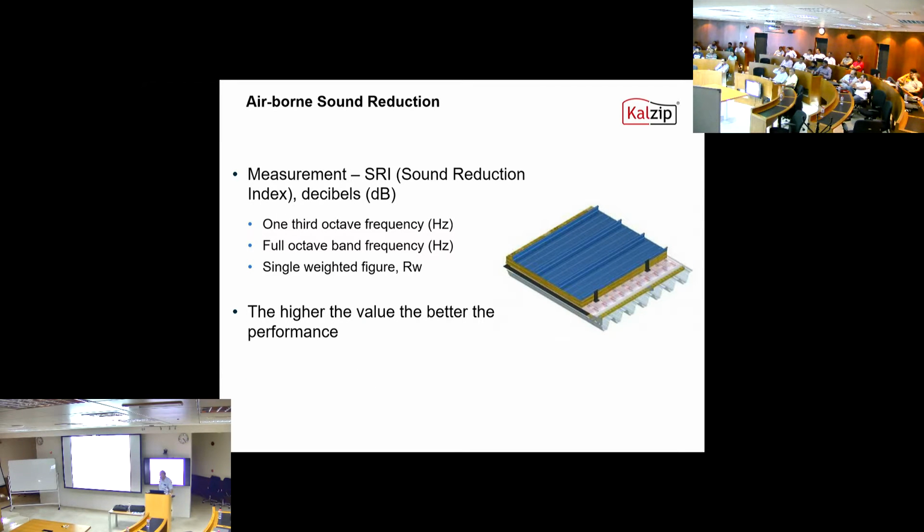This is airborne sound reduction. Again, it's measured in 1/3 octave or full octave band frequencies. Sometimes acousticians will want to know what the performance is at different octave bands. So if you look at our acoustic test data sheets, we can get a rough idea of how systems are going to perform. And they also sometimes give you a single figure RW value. With sound reduction, the higher the RW figure, the better the performance.